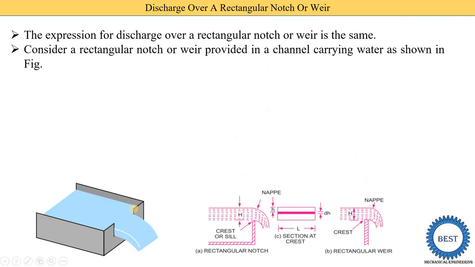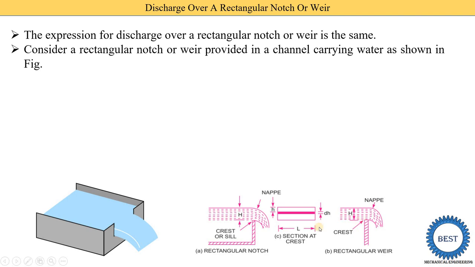Here we see another three images: A, B and C. Image A is for the rectangular notch, and this A image and the 3D image are the same. The A image is the side view of the rectangular notch. Suppose this image is cut from the middle part of the 3D view, then we get this look. This is the D image, it is for the weir.